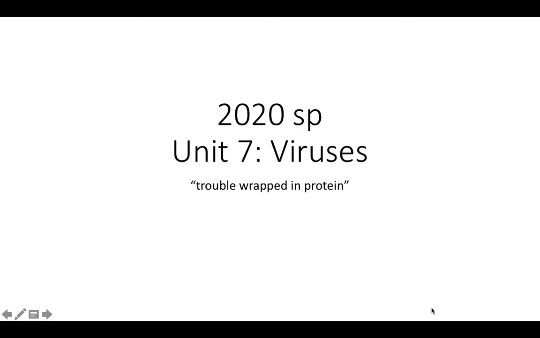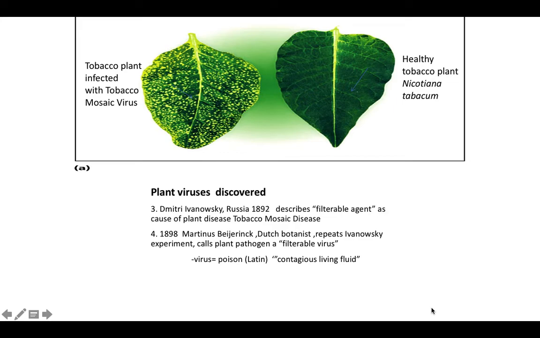It wasn't until the late 1800s that a good description of viruses was made by Dmitry Ivanovsky, a Russian scientist, who, in studying the tobacco mosaic disease using porcelain filters, determined that the pathogen causing tobacco mosaic disease was something smaller than a bacterium. And thus he described the pathogens as filterable agents. And then later, Martinus Beijerinck, a Dutch botanist, repeated Ivanovsky's work. And it was Beijerinck that coined the term virus, virus coming from poison.